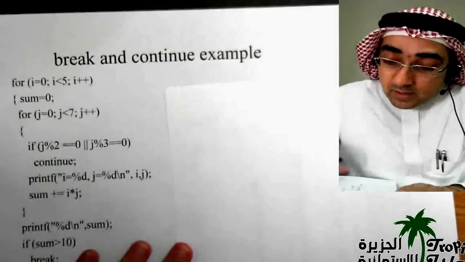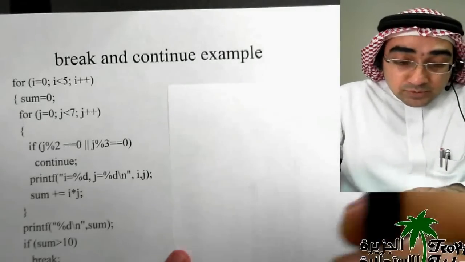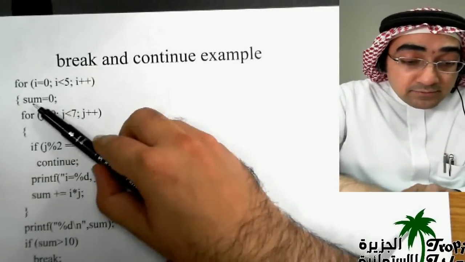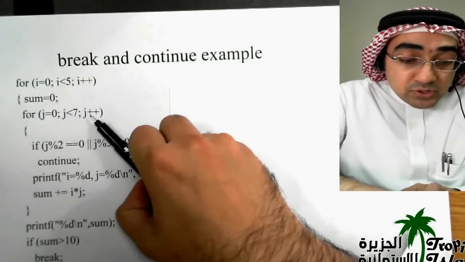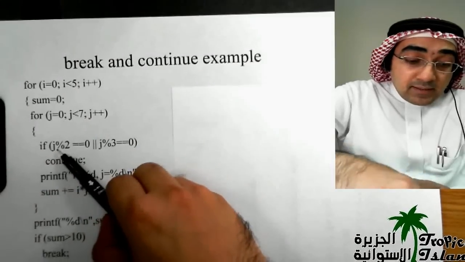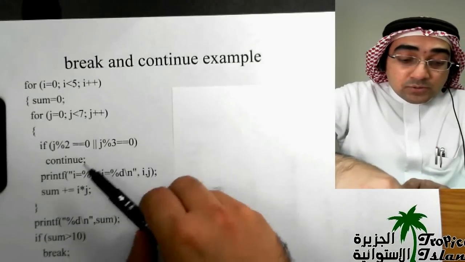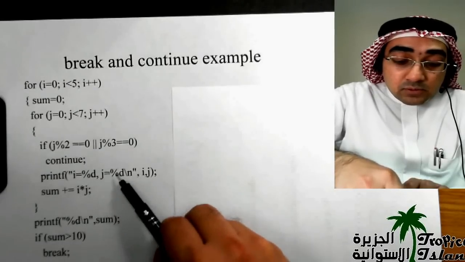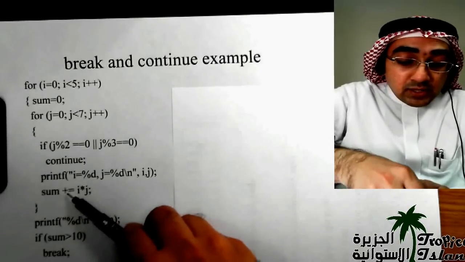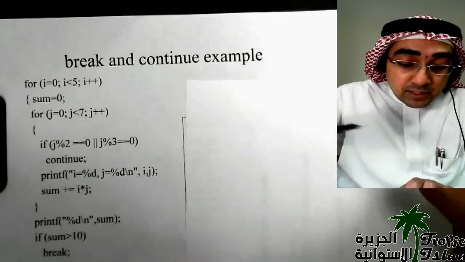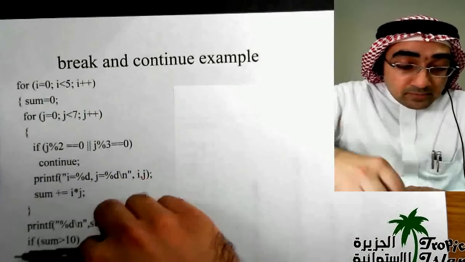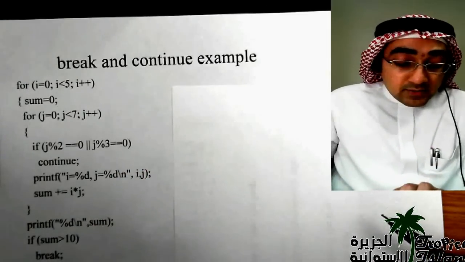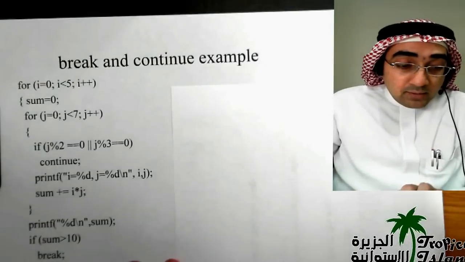Okay, so here is an example. I'm going to hide the output for you. Let's suppose I have a for i equals 0, i less than 5, i plus plus. Then I put sum equals 0, for j equals 0, j less than 7, j plus plus. Inside here I say if j modulus 2 is equal to 0 or j modulus 3 equals 0, continue. Otherwise, printf i is equal to the value of i, j is equal to the value of j, and then sum plus equals i multiplied by j. Then the for loops end, I print the sum, and if the sum is greater than 10, I break. Okay, so this is my code.